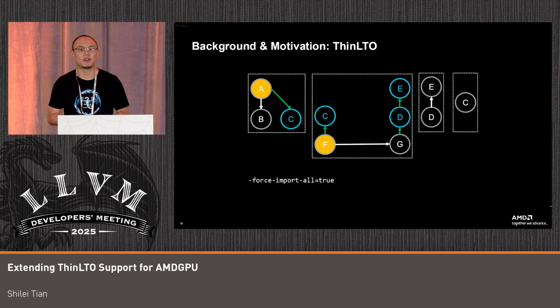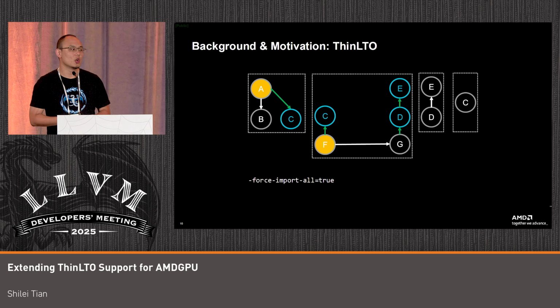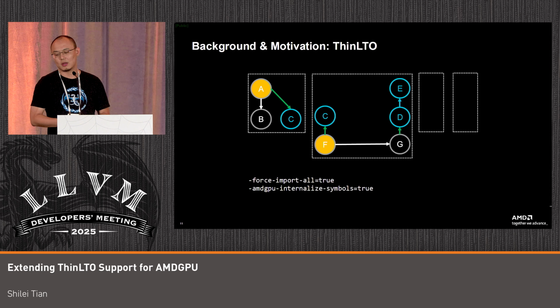One of the key steps of ThinLTO is function import, which was originally designed to import functions from one module to another when inlining them would be beneficial. But here we take advantage of that by forcibly importing all the callees of the external function call. And after the import, each translation unit becomes self-contained, such that we can just compile them correctly.